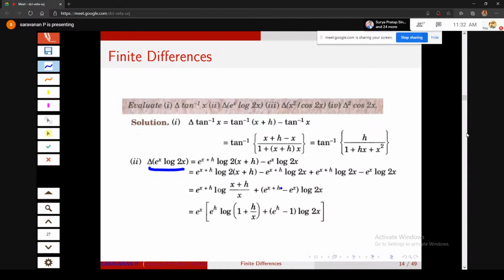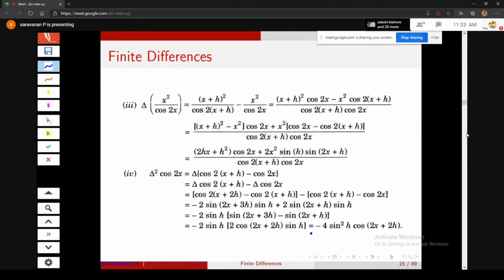So you can add and subtract e power x plus h log 2x. Then from the first two terms, we can take e power x plus h common. Then we will get log a minus log b, so that is log a by b. 2 will get cancelled. Then from these two terms, we can take e power x log 2x common. So we'll get e power x plus h minus e power x. Again, you can take e power x common from this. Then simplify, you'll get the answer. After this, it's merely simplification. So you just remember the definition, apply the definition, then you are done. And then after that, just simplify.